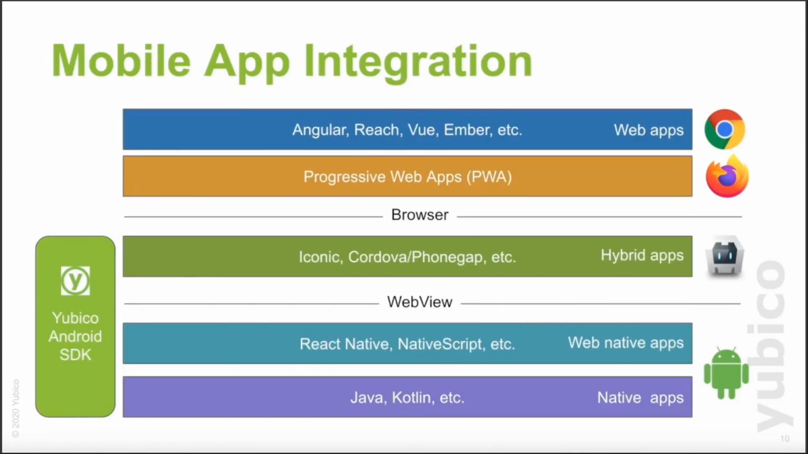So when we look at how the Yubico SDK for Android fits into the various architectures of how mobile apps are architected, starting at the top, you have some browser-based apps, whether it's a web app or a progressive web app, that run in the browser. The Yubico Android SDK doesn't work with those directly, but once you get into that lower layer, like WebView or native, for hybrid apps, web native apps, or native apps, we've had customers integrate with our SDKs across those 3 layers.